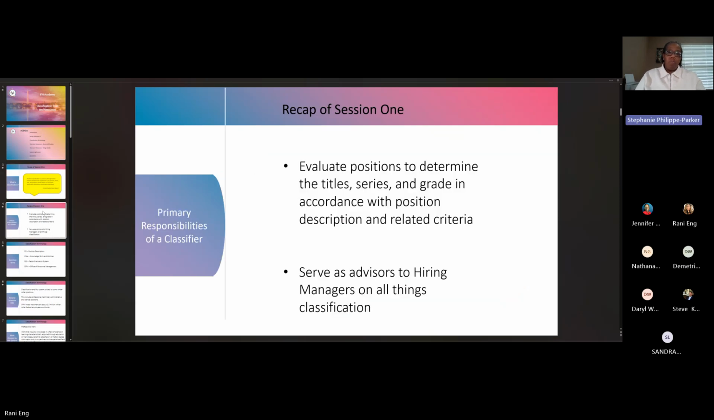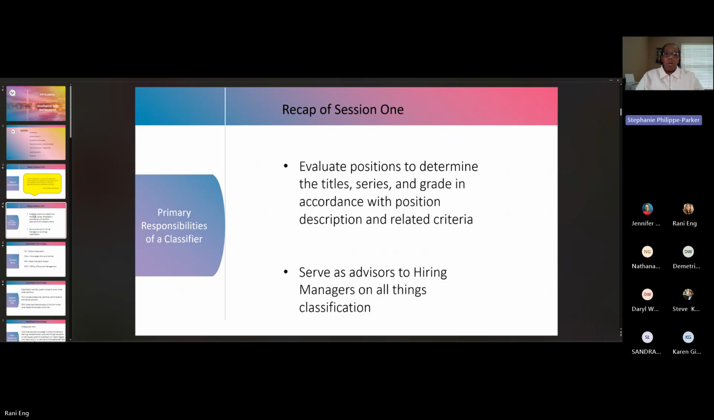Also in session one, we went over the primary responsibilities of a classifier. The two primary roles are to evaluate positions and then also to serve as advisors to hiring managers. We discussed a little bit about how roles may differ at various agencies, but at the core, these are the primary responsibilities of a classifier: to evaluate positions, to make sure that they're graded properly in accordance with the classification standards, and to work with hiring managers to make sure that they understand what goes into the process of getting them that ultimate position description, which they can then move on with for hiring and things like that.